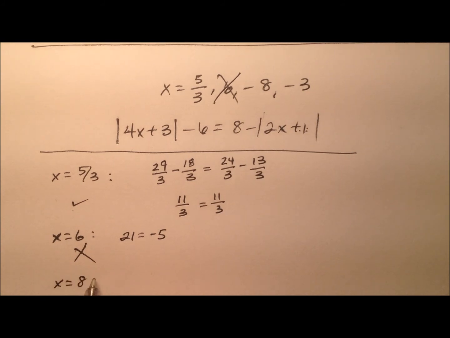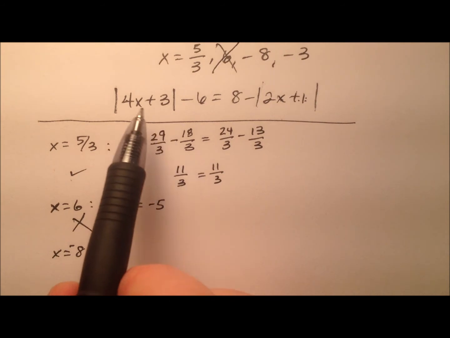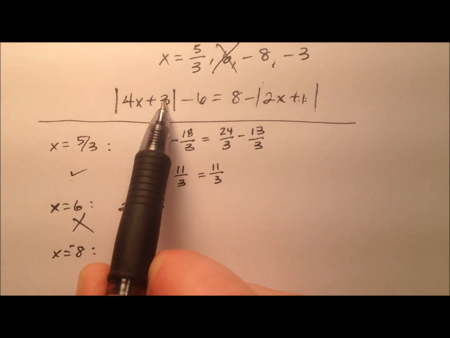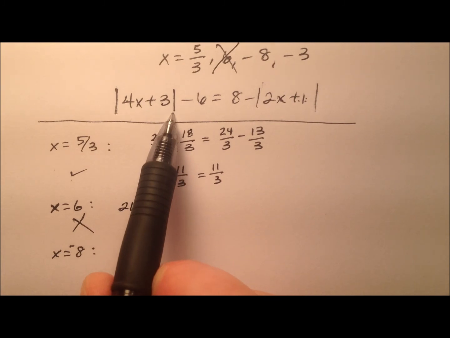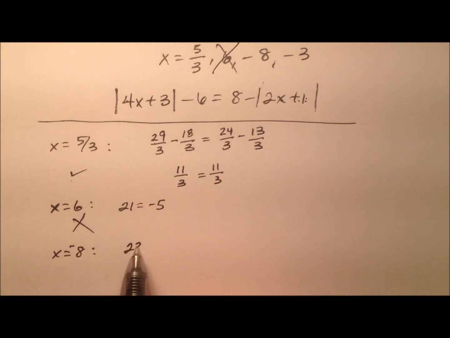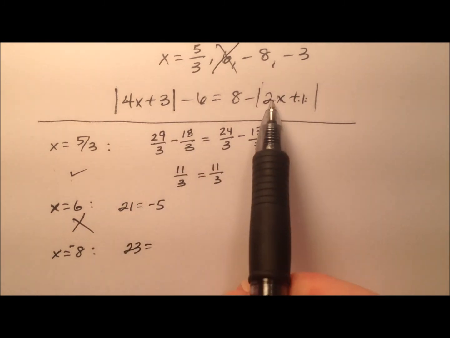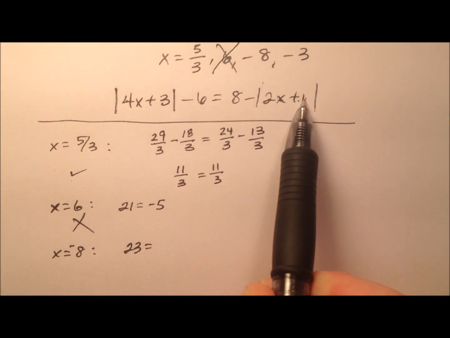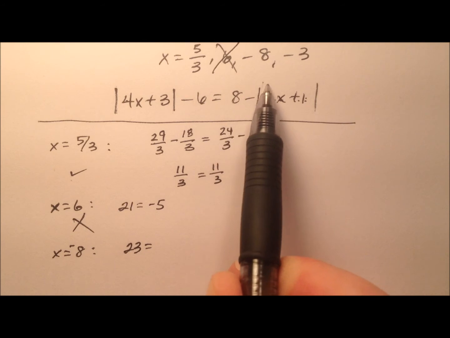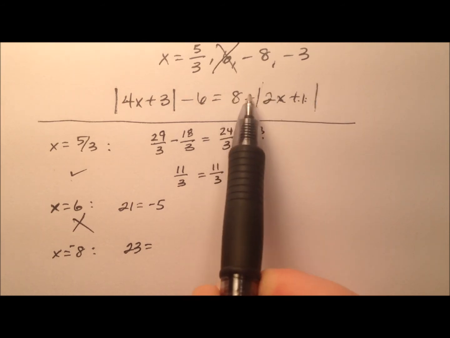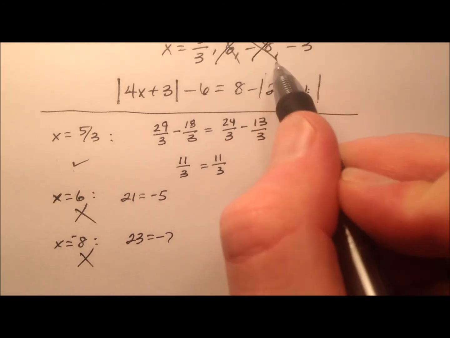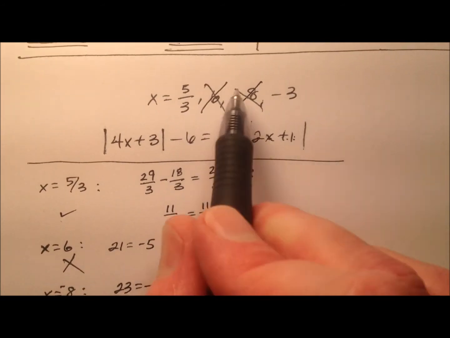Okay, let's see, let's try negative 8. So 4 times negative 8 is negative 32, plus 3 is negative 29. Absolute value makes positive 29. Minus 6 is 23 for that left side. So 2 times negative 8 is negative 16, plus 1 is negative 15, and the absolute value is positive 15. So 8 minus 15 is negative 7. Ooh, that does not work either. Okay, so we're going to X out that one.